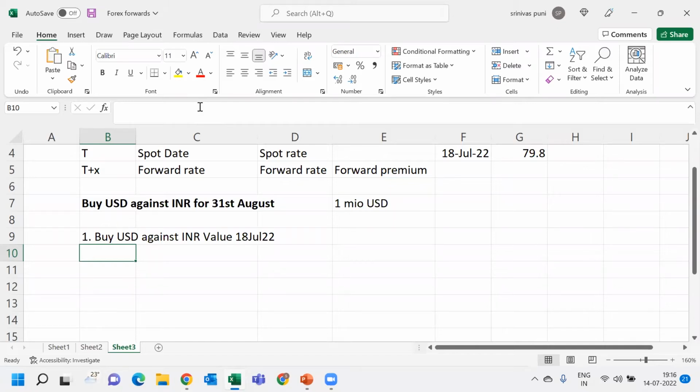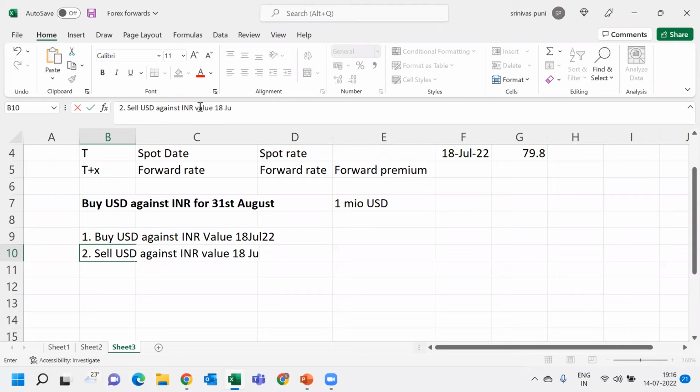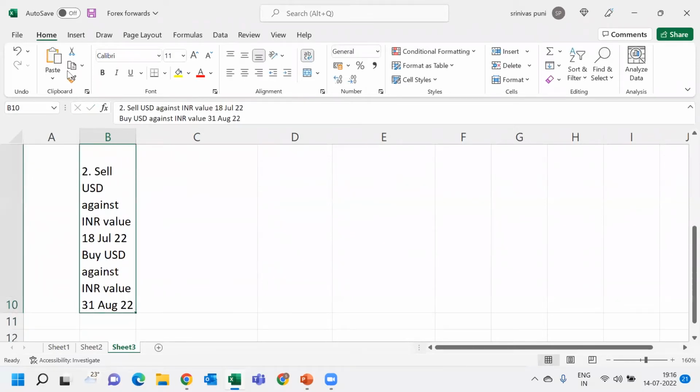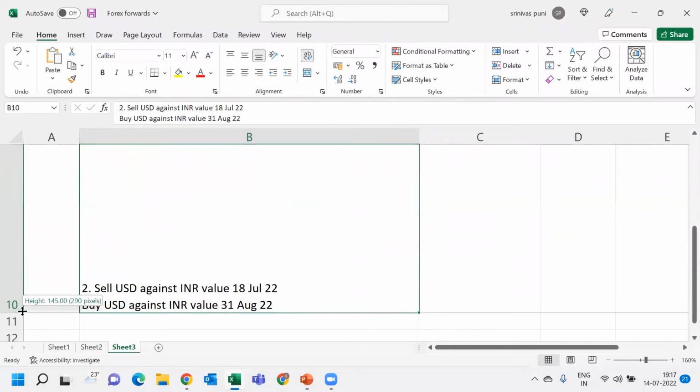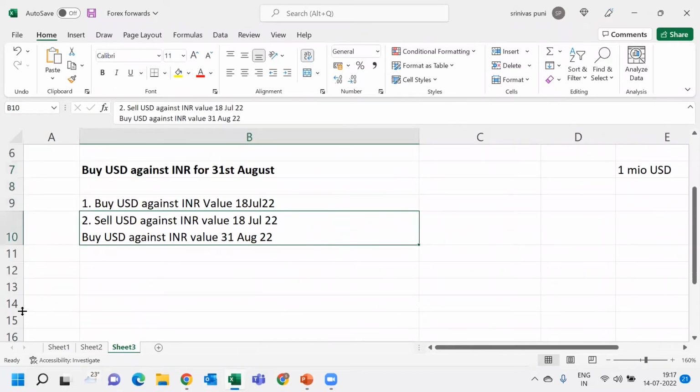You want to do it for 31st August. So what you do is another step. What is the step? Sell USD against INR value 18 July 22, then you will buy USD against INR value 31st August 22. Sorry. Okay. So look at this transaction.